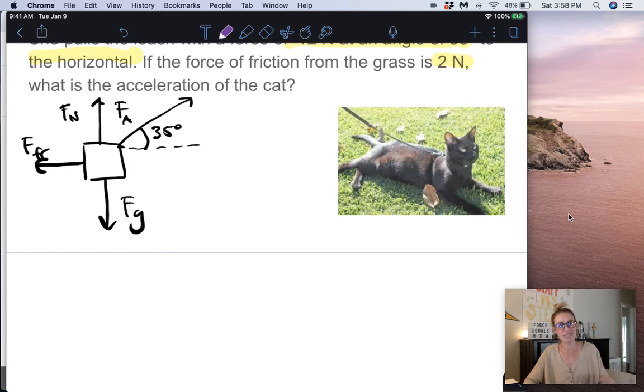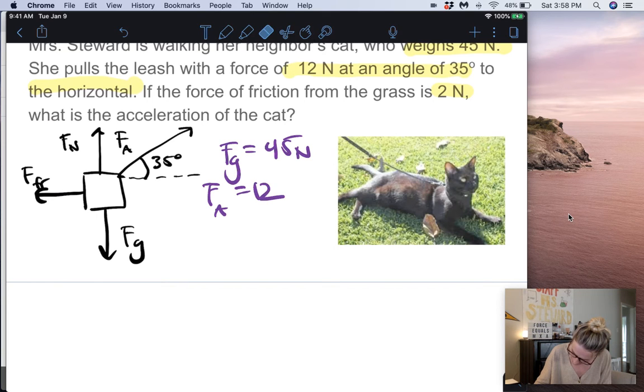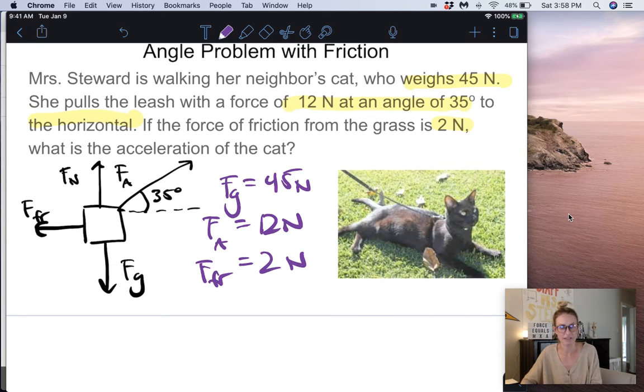And what we do here is we just use trigonometry, okay? Now I'm also gonna write down my givens really fast. I know that the force of gravity of the cat is 45 newtons. I know that the applied force is 12 newtons. Sorry, not 12 newtons, that was the friction force. No, it was 12 newtons, my bad. 12 newtons, and I know that the friction force is 2 newtons. So those are my givens.